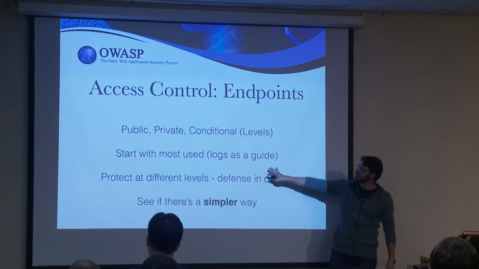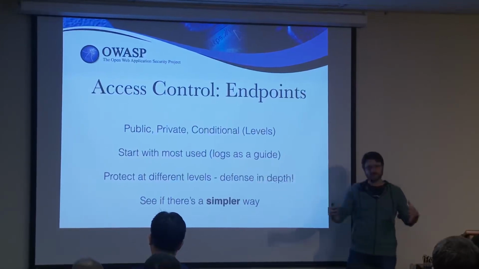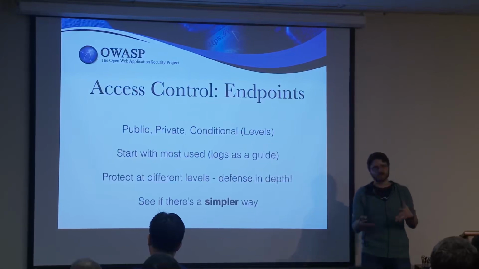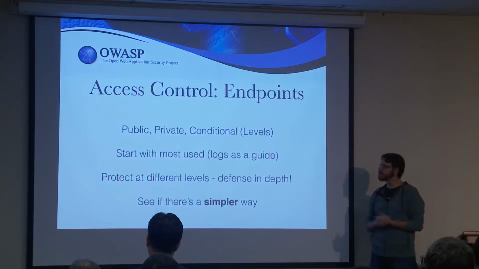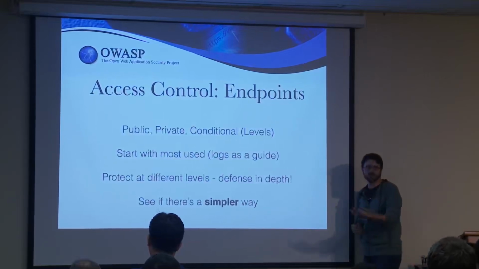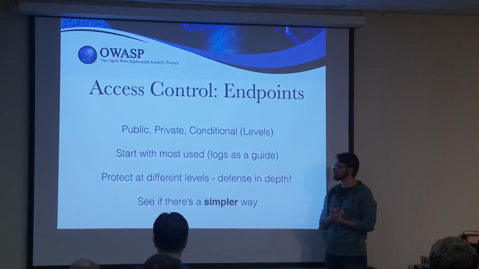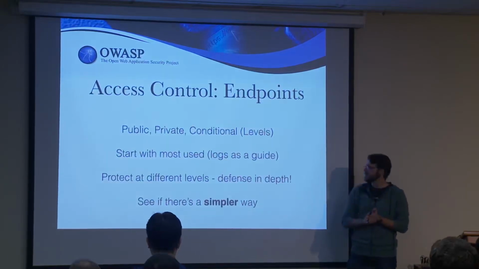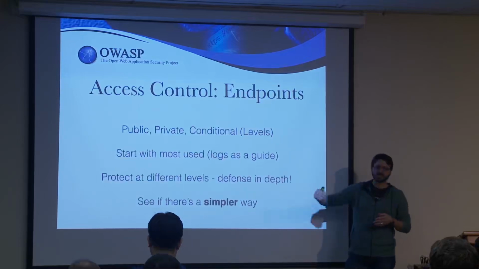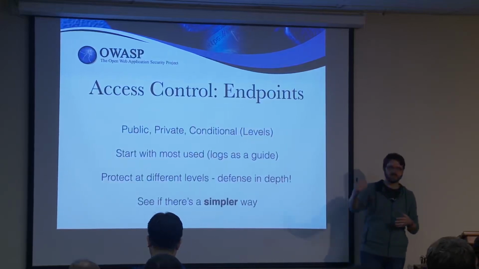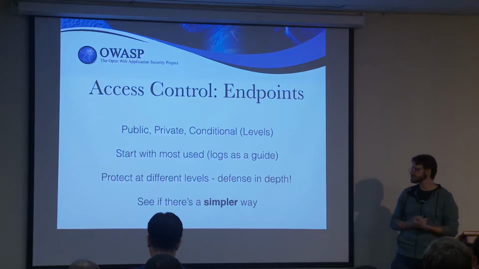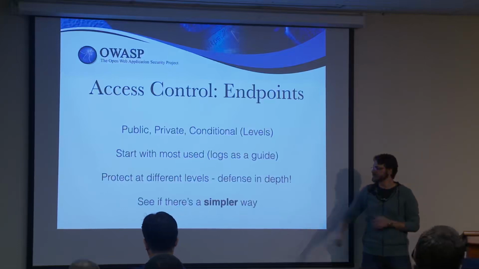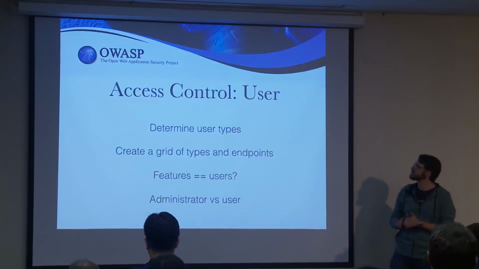You can start with the most used endpoints when you're doing your evaluations on where to start this refactoring. The logs are usually super helpful for this. If you're logging, like an action log where you can go in and see what endpoints are most hit, you'll have your login, reset password, that kind of stuff. You want to be sure that those are protected at a minimum. And then you can potentially protect them at different levels. You can do it at the web server level, you can do it at the code level. You can stack those and do that defense in depth idea. And again, see if there's a simpler way, because simple is good.